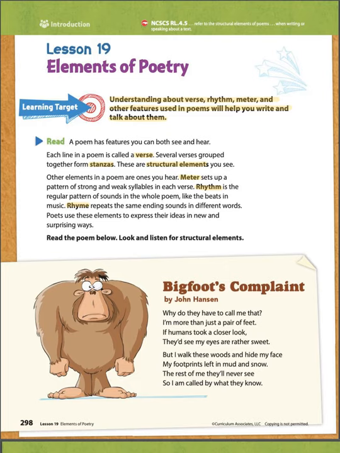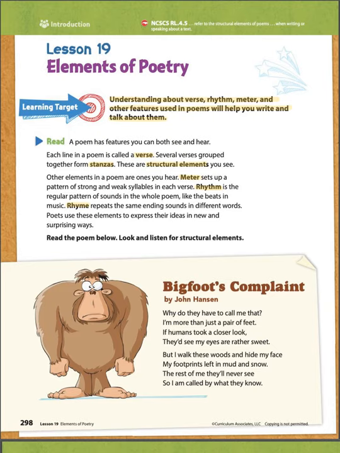So, in summary, a poem has structural elements that we can see, like verses and stanzas, and elements we can only hear, like rhythm, rhyme, and meter. Paying attention to all of these elements in a poem helps us to understand what the poet is trying to say and how he or she wants the poem to sound and wants the readers to feel.